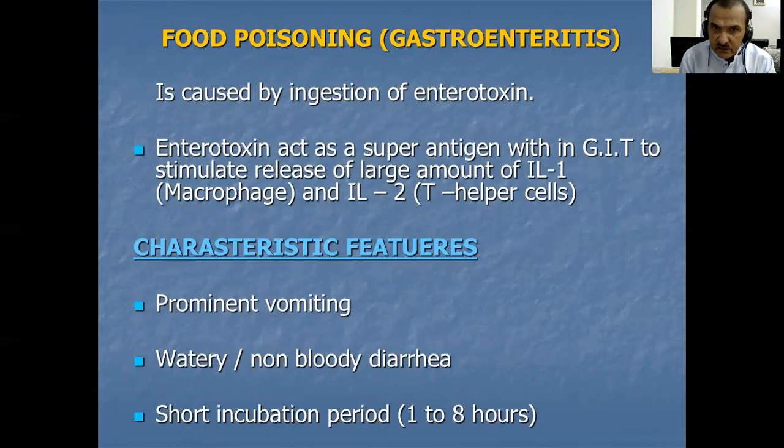Food poisoning, gastroenteritis, is caused by ingestion of the enterotoxin. Enterotoxin acts as a superantigen within the GIT to stimulate the release of a large amount of interleukin-1 from the macrophage and interleukin-2 from the T helper cell.